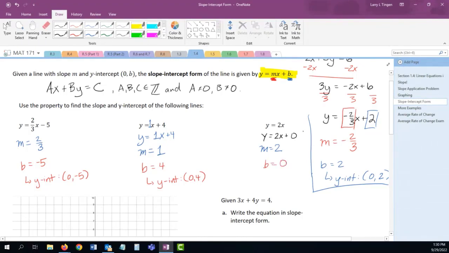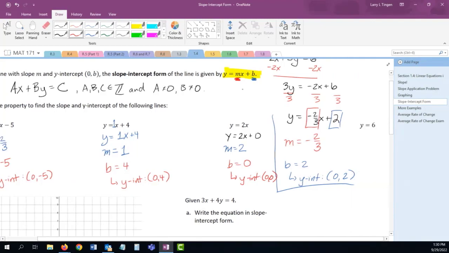Whenever you do one of these and you find that I have a coefficient for the variable, I have my slope, but it doesn't look like I have an intercept, that means b is 0. And when b is 0, I still get a y-intercept. That y-intercept is (0, 0), or the origin. All right? Questions? Okay.